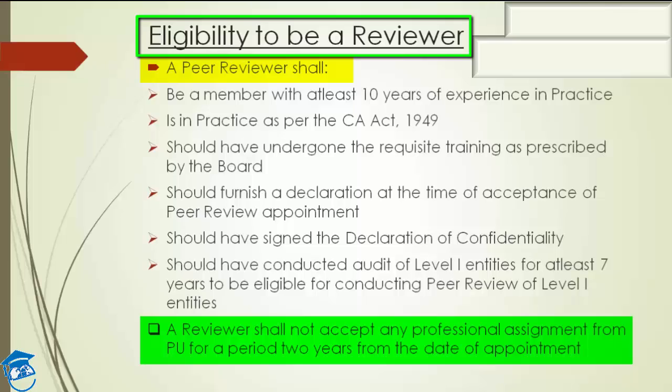Again, they should not have been found guilty by any court or disciplinary body or board or committee. Then again, he or she must not have been convicted by a competent court, whether within India or outside India, for any offence which involves moral turpitude or is punishable with transportation or imprisonment. And finally, they shouldn't have been involved in any obligation or conflict of interest in the practicing unit or its partners or personnel. Again, this is something extremely important.